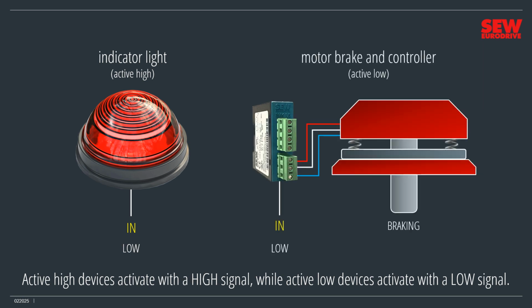This motor brake controller is active low. Right now, the input is low, so the brake is holding the motor in place because braking is its active condition. Make the controller's input high, however, and the brake releases. But as soon as that input goes low again, the controller slams on the brake.